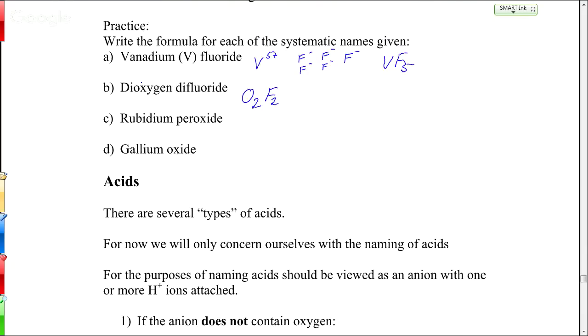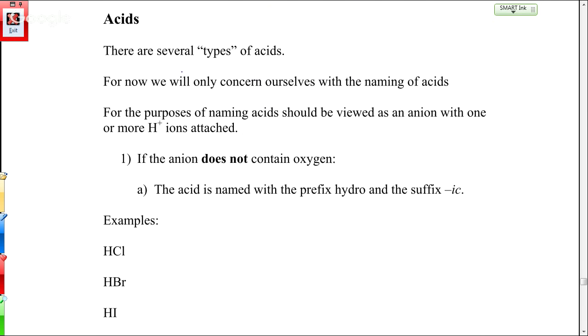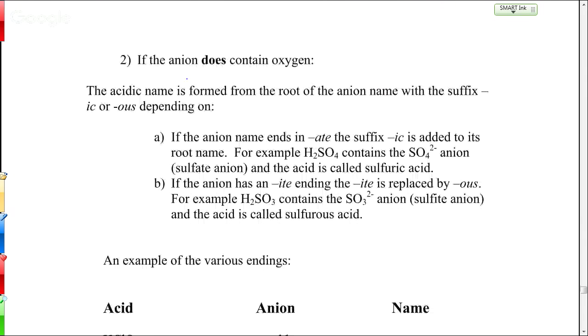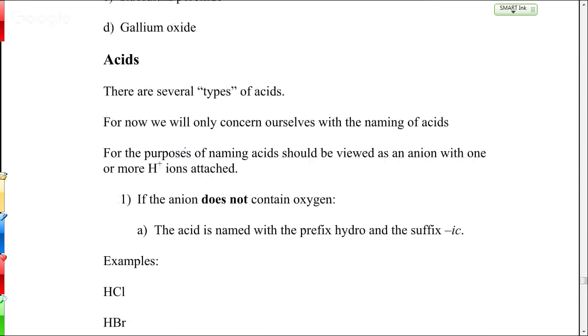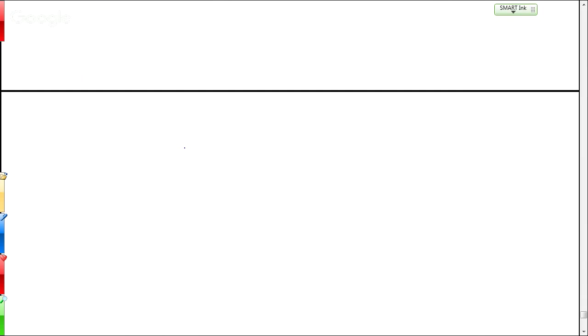And then let's go to this sheet. So the sheet here, if you started off at the beginning, it asks you to either write the formula for the name or the name for the formula. And you've got a bunch to do. Some of them we haven't quite talked about yet, like the acids. That's fine. You can either skip over those or just read this and then figure out how to do it. You can look at them at home.